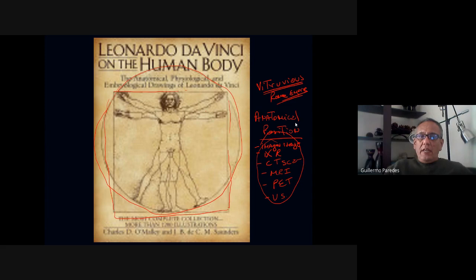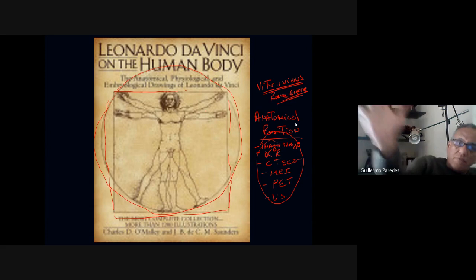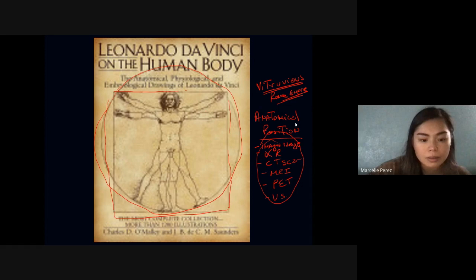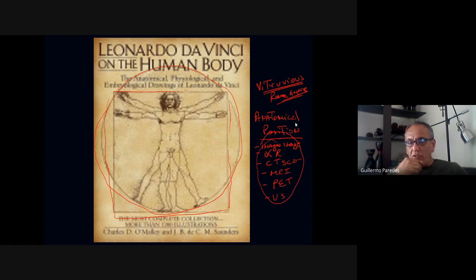That is the anatomical position. Not like this, not like that. Open hands with palms in front. We okay with that? Yes. Perfect. Excellent. Thank you. And this anatomical position is going to be used for all textbooks.